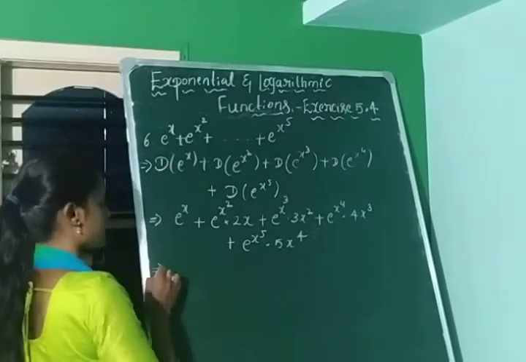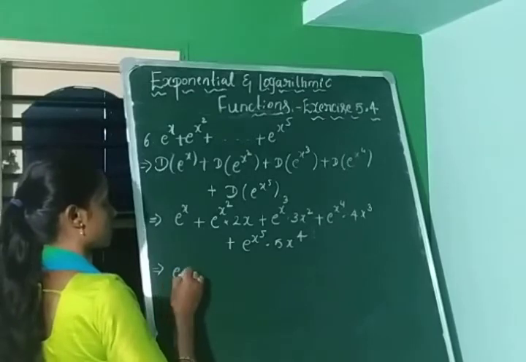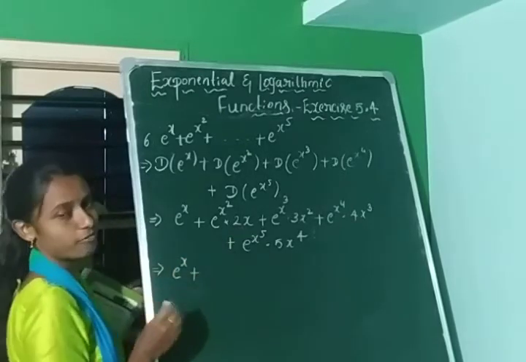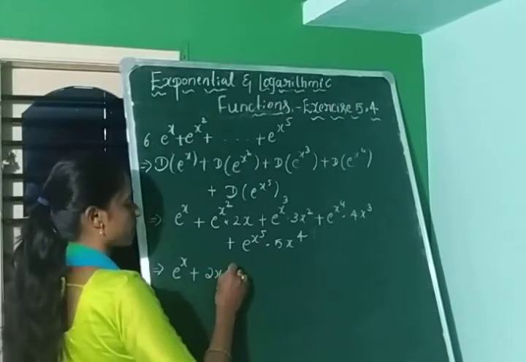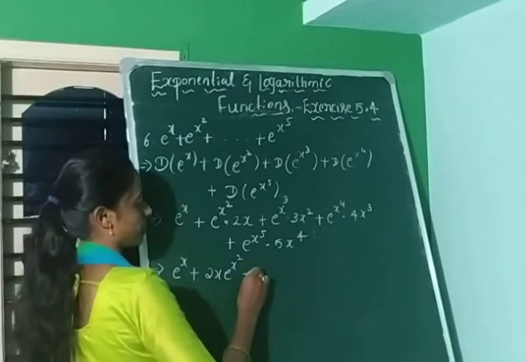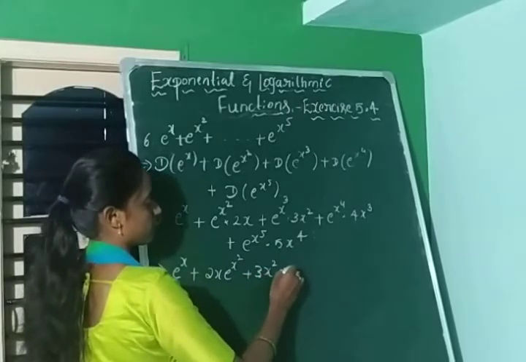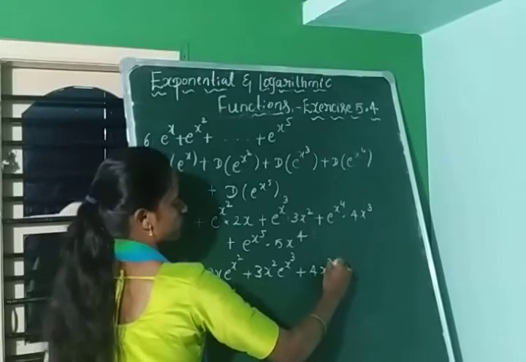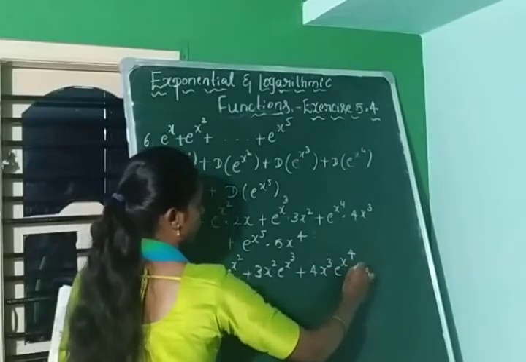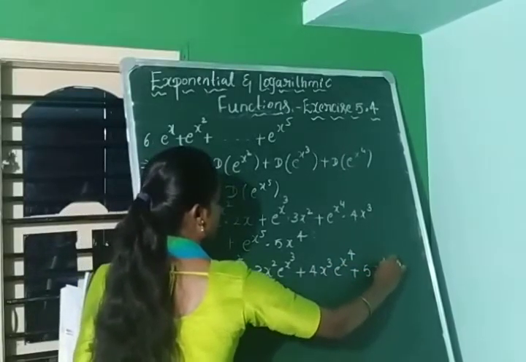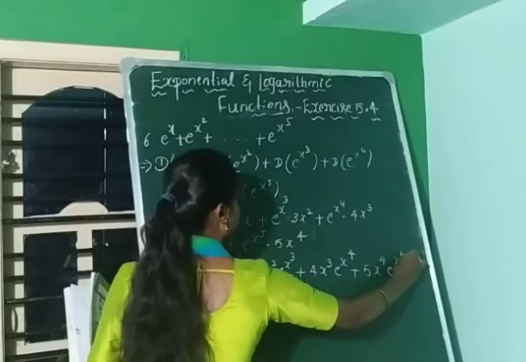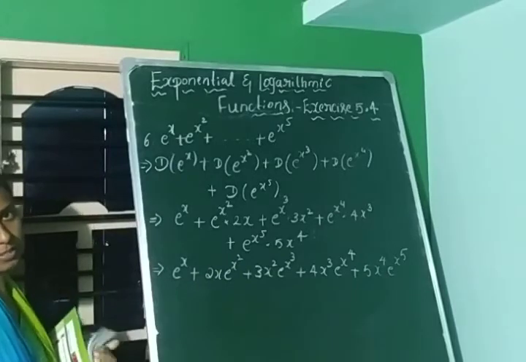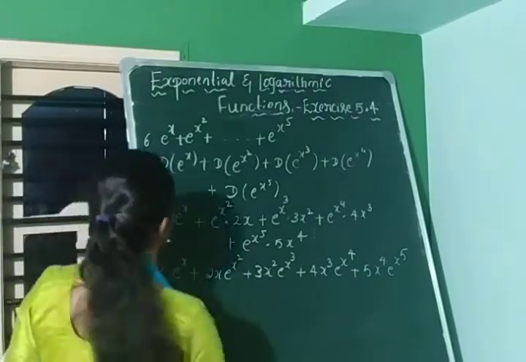Okay. In a simple way, I can write this as, I just write the polynomial first, that is 2x into e power x square plus 3x square into e power x cube plus 4x cube into e power x power 4 plus 5x power 4 into e power x power 5. So this is what the derivative of the given sum of the exponential terms. Okay.